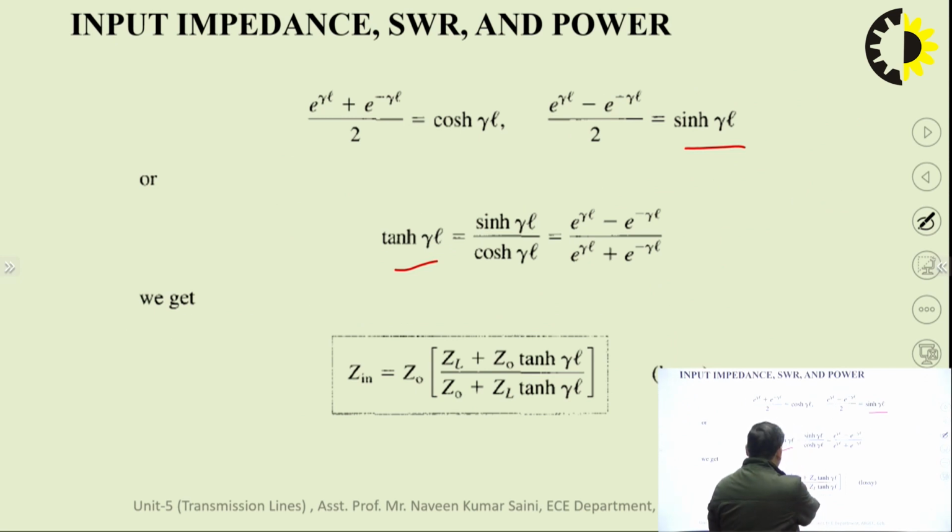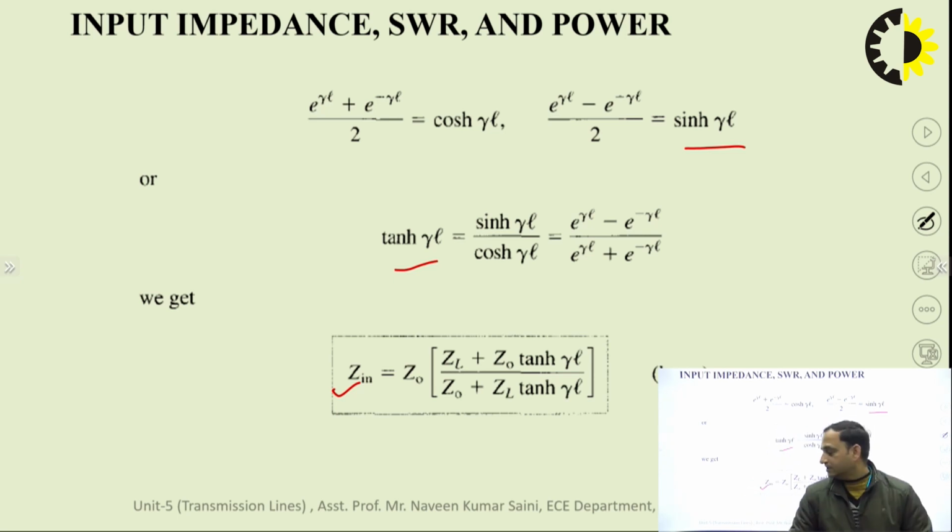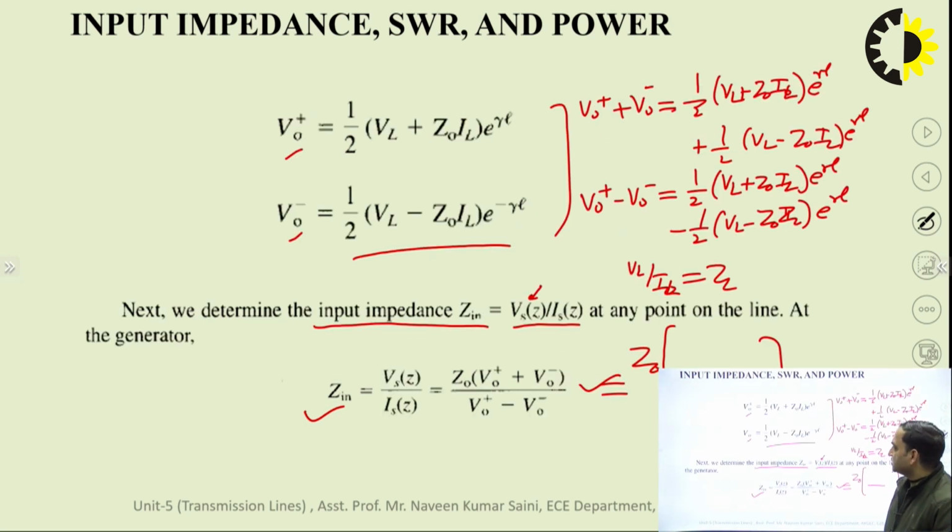Z in is equal to Z naught times (ZL plus Z naught tan hyperbolic gamma L) upon (Z naught plus ZL tan hyperbolic gamma L). So this is the general case for the lossy medium. Okay, so this point is clear.